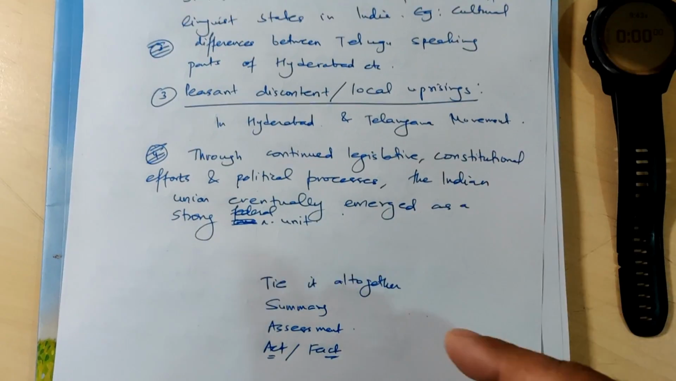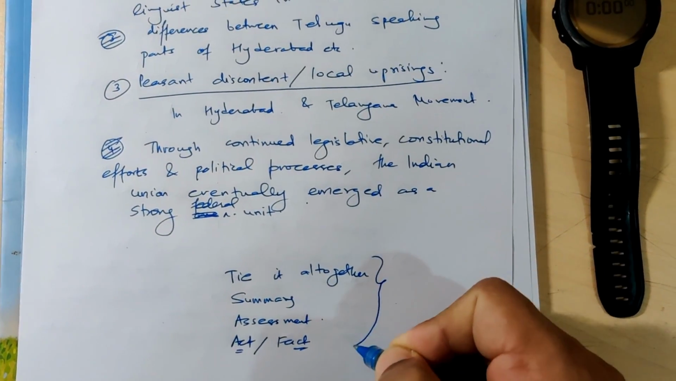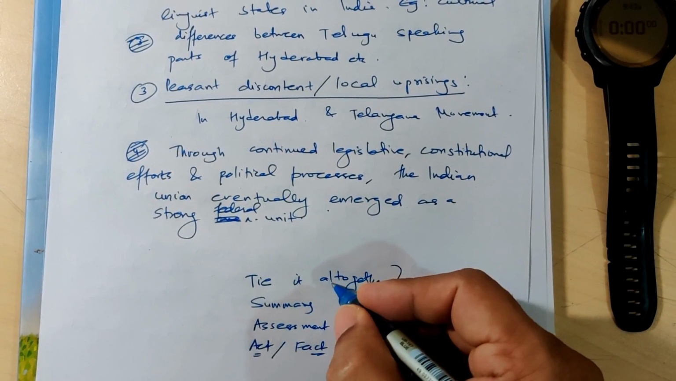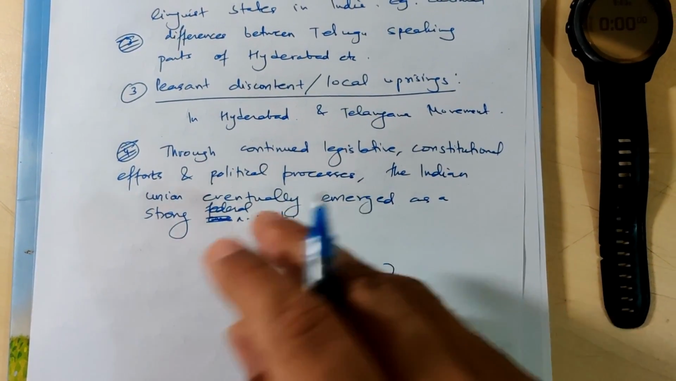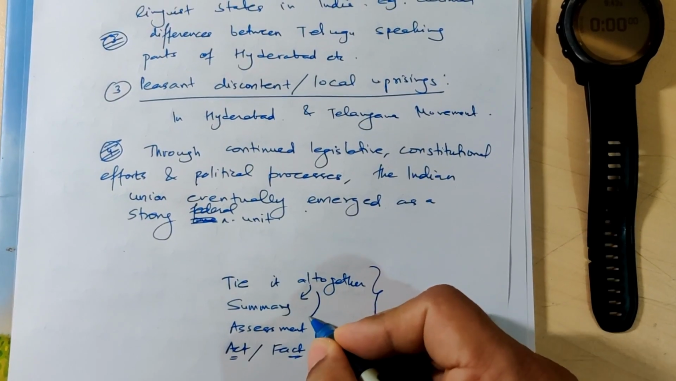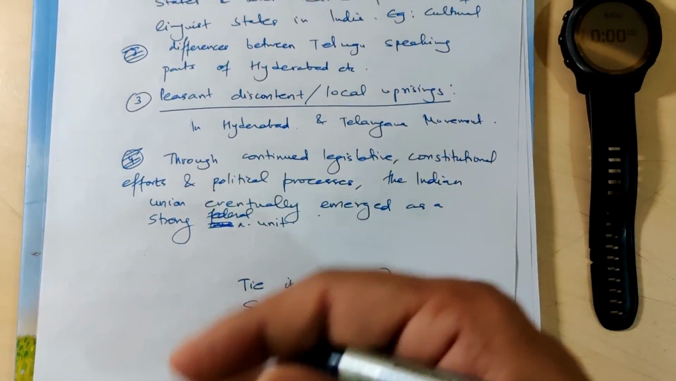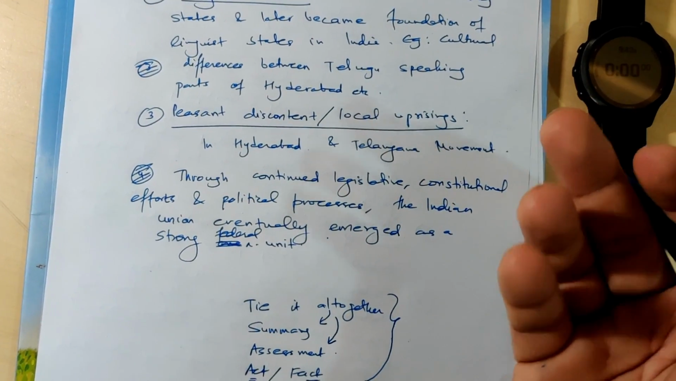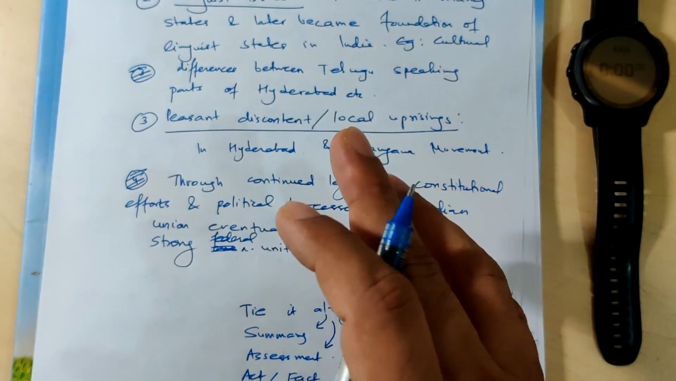Now, remember, a conclusion should be all about tying together the entire question. And how do you do that? Either you do that through a summary. Whatever you have written, provide a summary of that. Or an assessment. Whatever you have written, you provide an assessment of that. In some questions in GS2, you will be required to provide an assessment of what you have written.